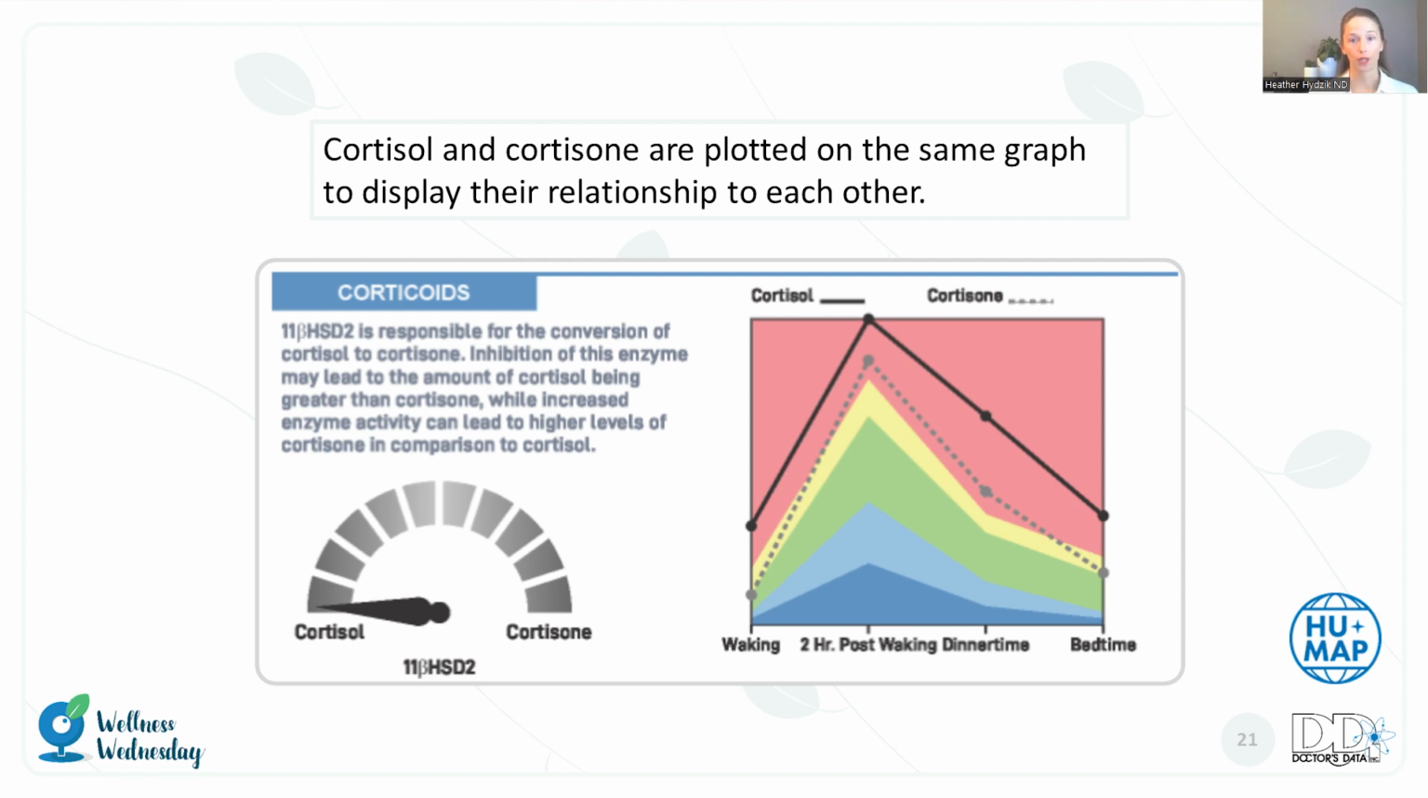So now we're in the corticoid section. Cortisol and cortisone are plotted together on this graph here to illustrate the relationship to one another. The solid line is cortisol, and then this dotted line is cortisone. This patient is favoring cortisol, if you look at this dial, and that's the less preferred, less usual finding because it can be associated with insulin resistance, PCOS, obesity, metabolic syndrome, inflammation, and thyroid conditions. That can lead to more cortisol compared to cortisone showing up in the urine. It's more usual to have twice as much cortisone as cortisol in the urine.